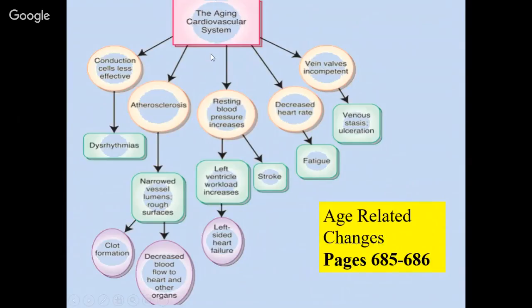The aging cardiovascular system: conduction cells are less effective, so you could have dysrhythmias.